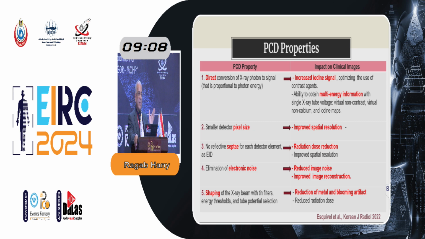Also, absence of the septa in the detectors will help in reduction of the amount of radiation, because we don't need excess radiation to produce the image, because there is no scatter radiation and there is no loss of energy. And this will eliminate the signal noise and electronic noise. After that, the shaping of the X-ray with filters, energy thresholds, and tube potential will reduce the metal and blooming artifact, as we will discuss later on.